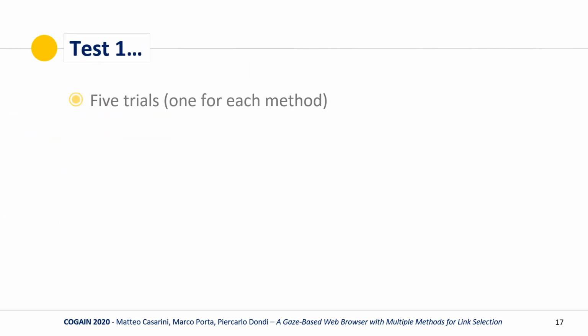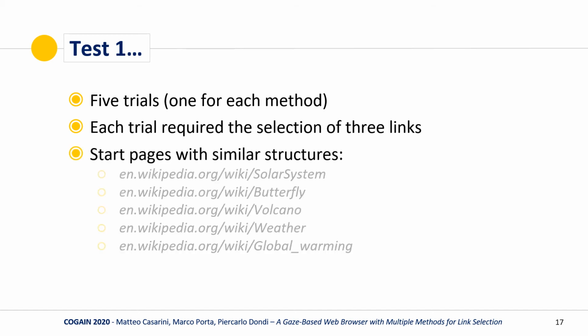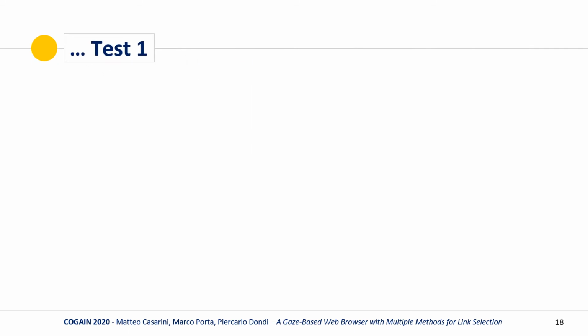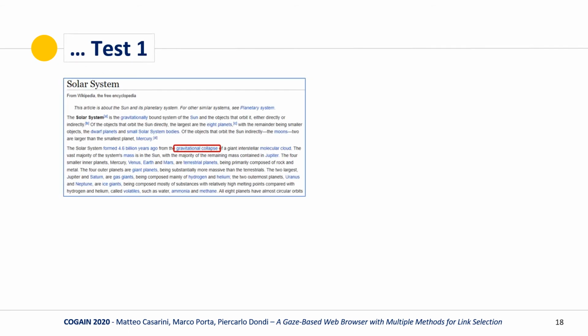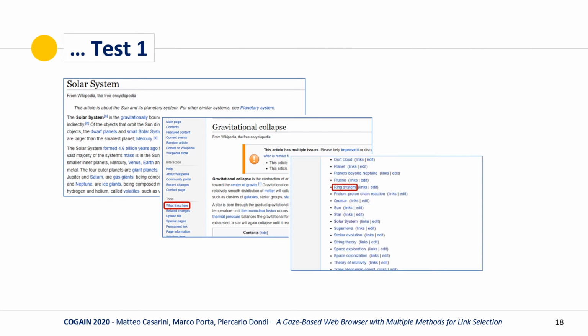In the first test, there were 5 trials, 1 for each method. In each trial, the user had to select 3 links. The 5 start and subsequent pages had similar structures, all from Wikipedia. Of course, everything was randomized. And here is an example for the solar system page. So the 3 links that the user had to select in sequence using a specific link selection method.